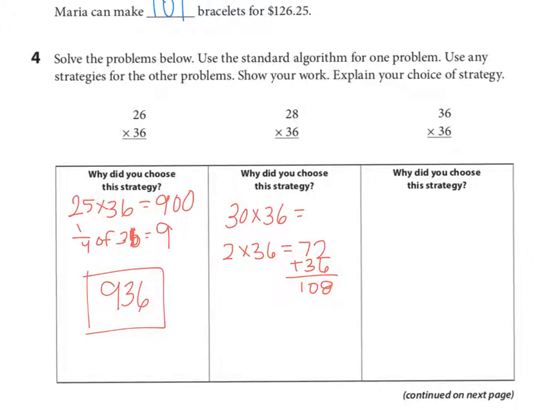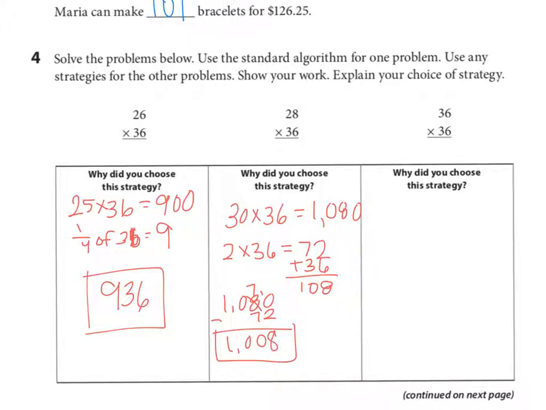Now I've only found 3 times 36, but it's 30 times 36. So the answer here is 1080, which is 30 groups of 36, but I need to find 28 groups of 36. And now I'm going to take 1080 and I'm going to subtract how many groups of 36? 2. What's 2 groups of 36? 72. So I'm subtracting. And so I see my answer is 1008.